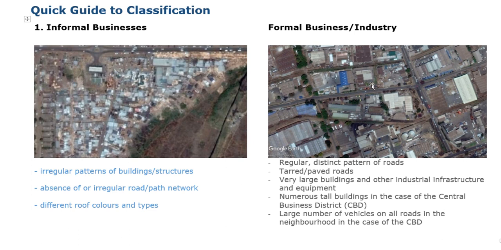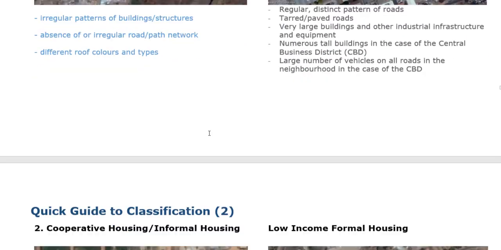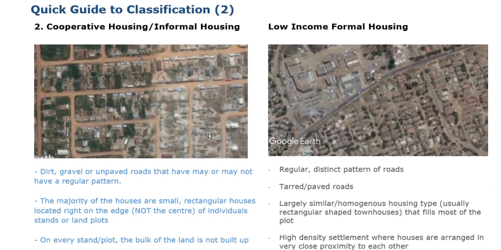If this was the central business district, we would expect to see numerous tall buildings and also a large number of vehicles on almost all the roads in the neighborhood of the central business district. Moving on, the next area of interest is the classification between cooperative housing and low-income formal housing.